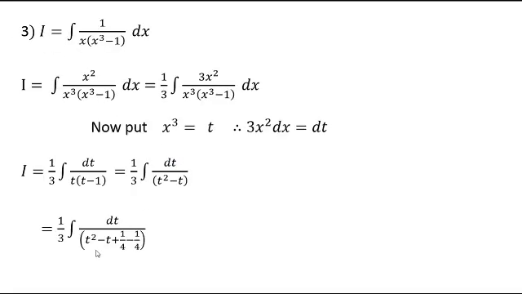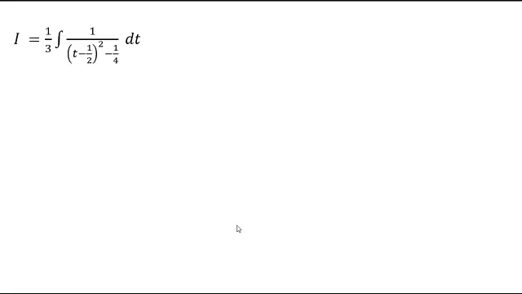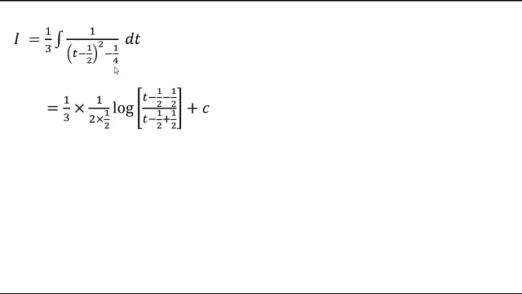This t square minus t plus 1/4, these three terms, mean t minus 1/2 whole square minus 1/4. 1/4 I can write as 1/2 square. So the integral is converted into 1 upon x square minus a square, and its integration is 1/2a.